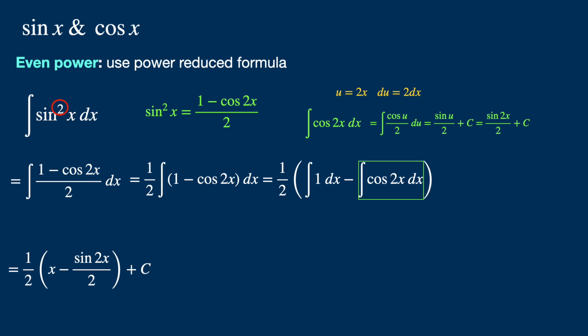Now, plugging back into the original integral, you have one half. The antiderivative of 1 is x. The integral of cosine 2x dx is sine 2x over 2 plus c. Now you can distribute the one half: x over 2 minus sine 2x over 4 plus c. So guys, remember, when the power is even, you use the power reduction formula. When the power is odd, you use the Pythagorean identity.